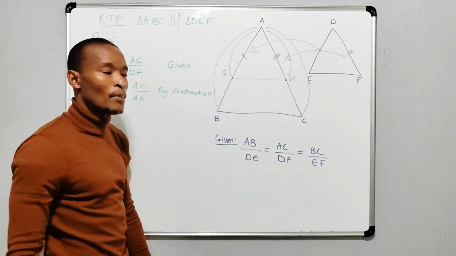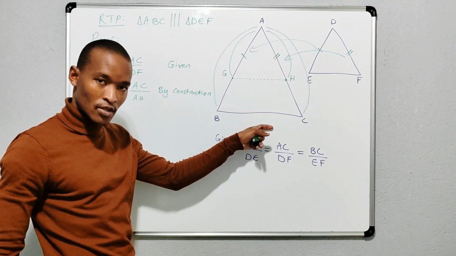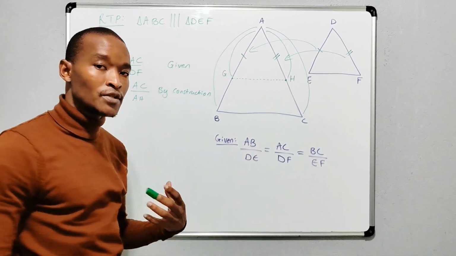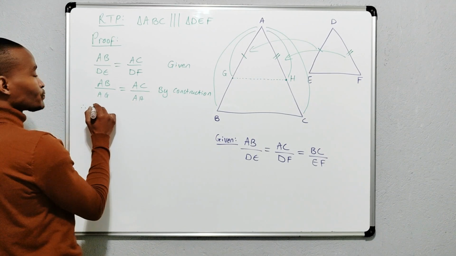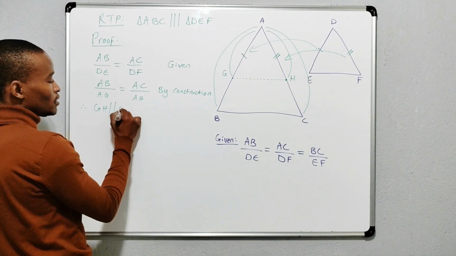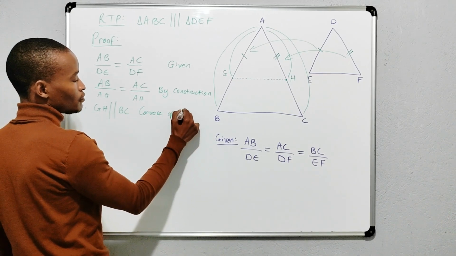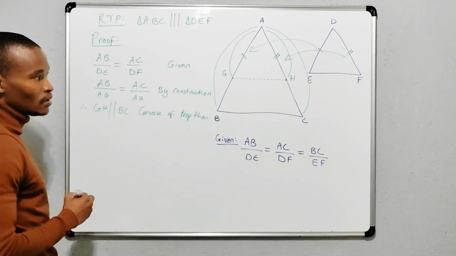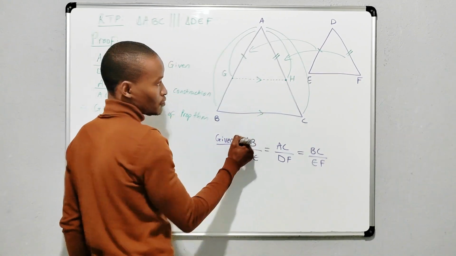This condition only applies when this line is parallel to that line. It's called the proportionality theorem. But because we are moving in the reverse direction, it becomes the converse. Good. So therefore, GH is parallel to what? BC, by the converse of the proportionality theorem. So now, this is what we know.